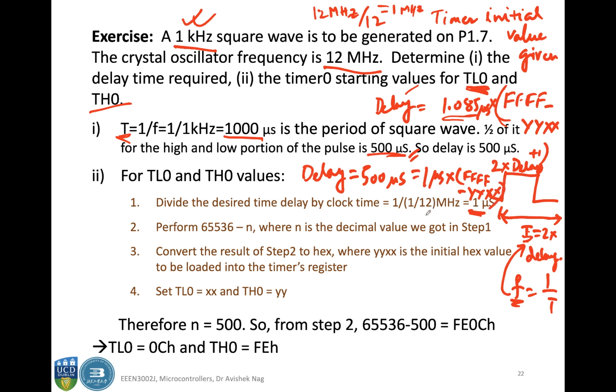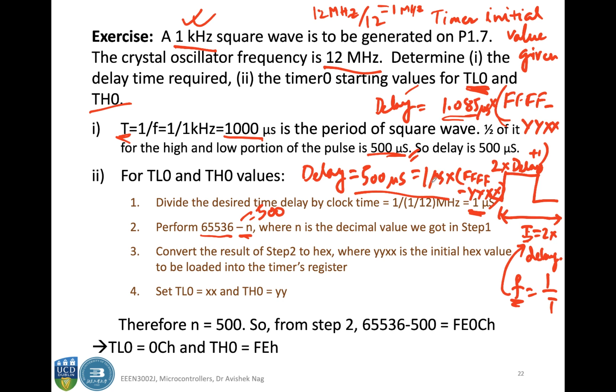So basically your FF minus YYXX will have to be 500, okay? So in other words, if you look into this from the decimal perspective, this is 65536 minus the decimal number n. This has to be equal to 500 according to this, okay?